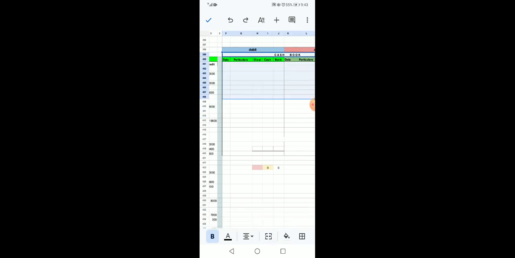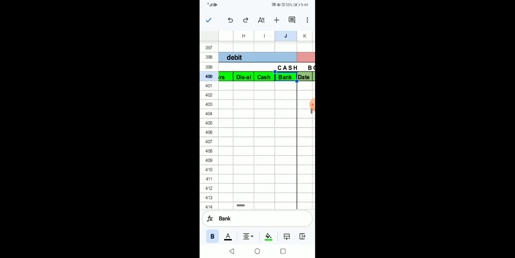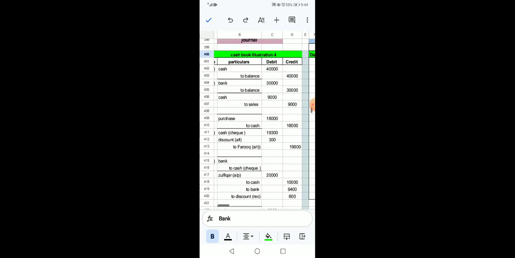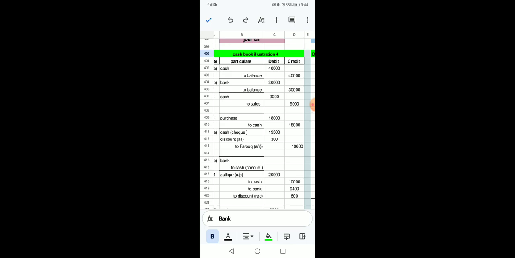The rule is very simple. There are only three elements we are associated with. Those three elements are discount, cash, and bank. So ledgers of these three elements are combined. Since these are three, we have named this cash book as triple column cash book. So we will see if cash, bank, and discount is present in journal entries, we will pick only those entries. And for the remaining, we will skip.